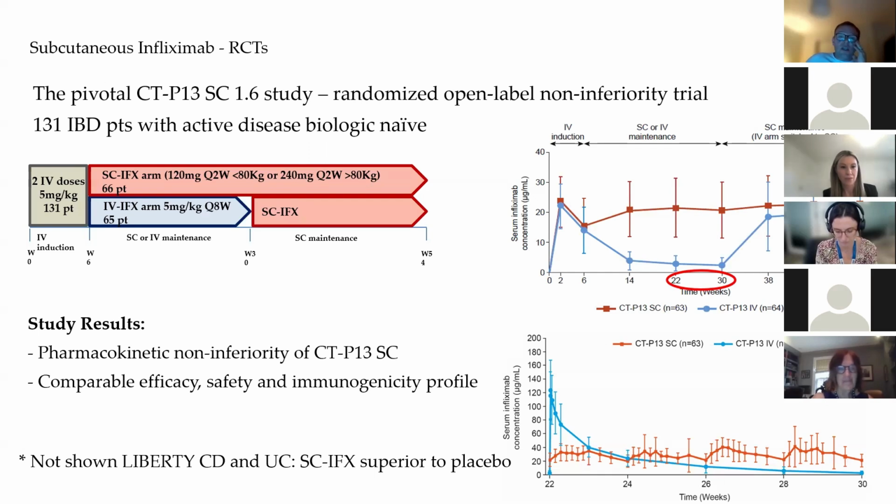And this is the registration study. So essentially a non-inferiority trial pairing patients between standard IV dosing and subcut dosing, and showing equivalence in terms of drug levels and also in terms of PK profile. You may appreciate on the graph there that the drug levels subcut tend to stay higher, so you don't get the same peaks and troughs as you do with IV. Next slide, please.